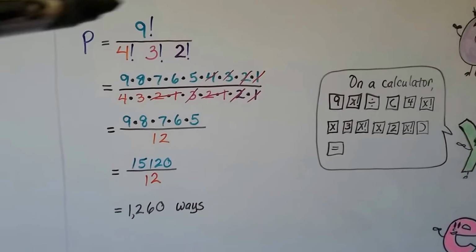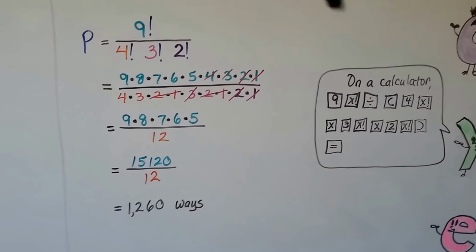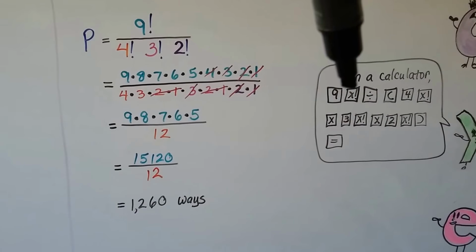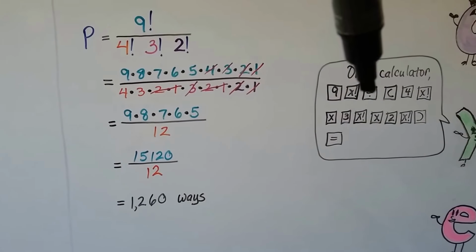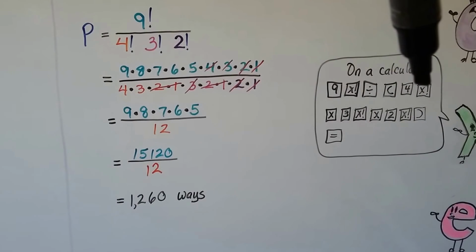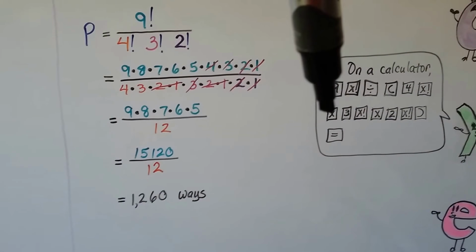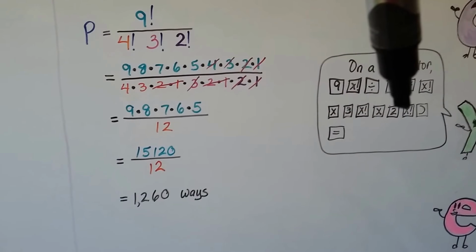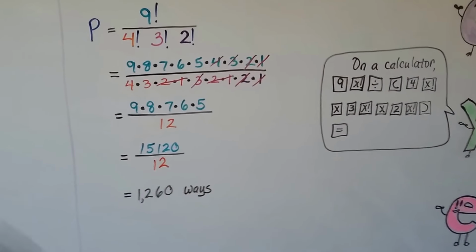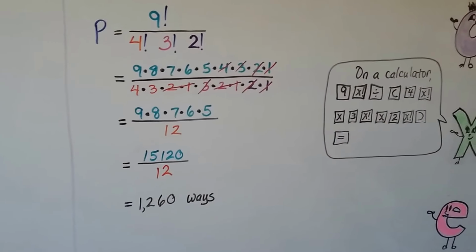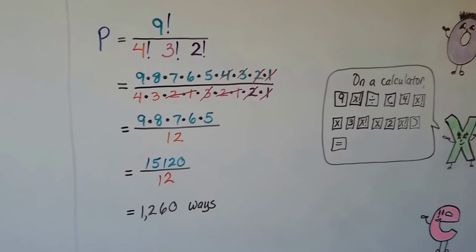Now, on a calculator, we could just do this. You hit the 9 and then the x exclamation point button for factorial. You hit division. You hit a parenthesis and a 4 and then the factorial key. Times 3 and the factorial key. Times 2 and the factorial key. And close parenthesis and hit equal, and you're going to get 1,260. Okay? So we could do it on a calculator.